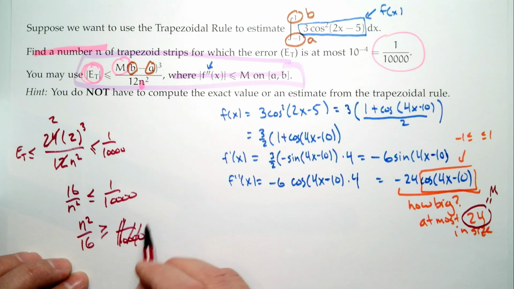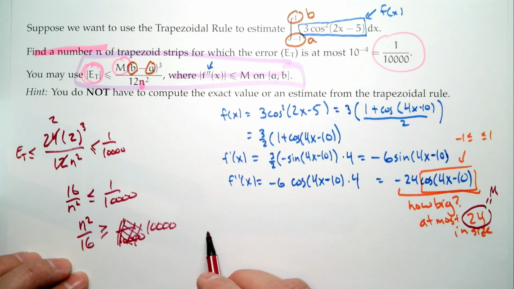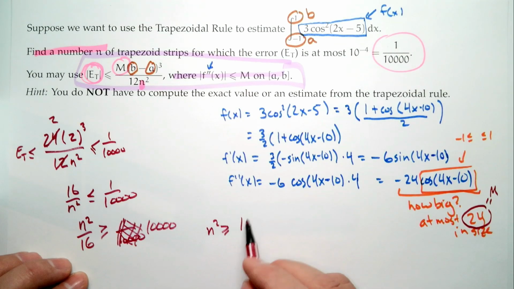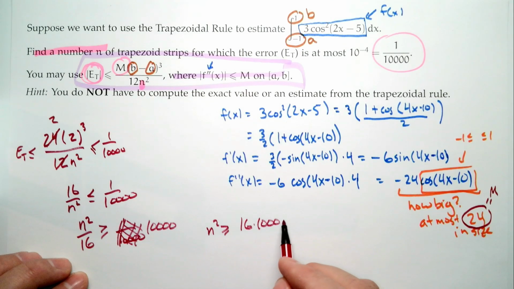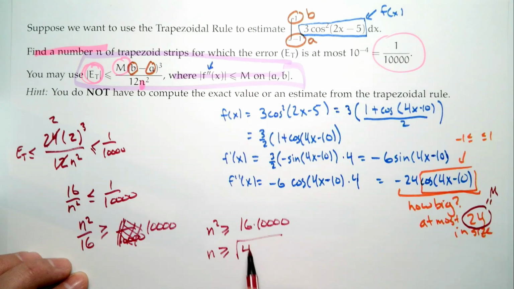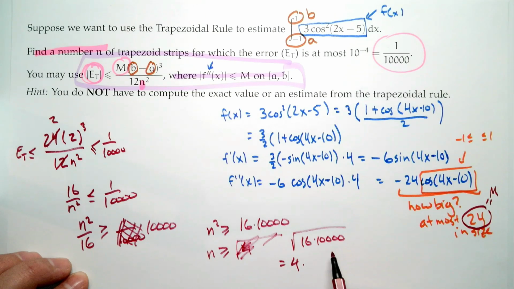Except I probably should have flipped both sides. That would have been more convincing. Okay, so n squared is bigger than or equal to 16 times 10,000. So now take the square root. Getting ahead of myself. Square root of 16 times 10,000. Square root of 16 is 4. Square root of 10,000 is 100. So we get 400.